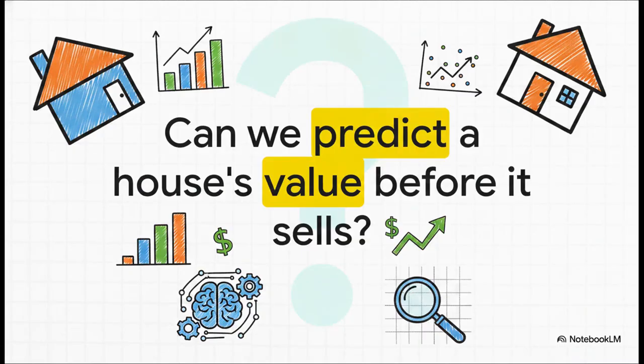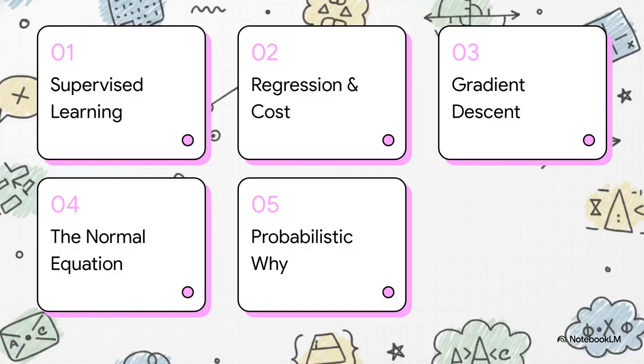Think about this for a second. Can an algorithm actually predict a house's exact value before a for sale sign even hits the front yard? I mean, it sounds kind of like magic, or maybe just a really good real estate agent, right? But it's actually the entire foundation of supervised machine learning. The heavy math we're about to get into isn't just a bunch of numbers on a chalkboard. It's literally the engine driving predictive models all over the globe, answering real-world questions where the stakes and the price tags are incredibly high.